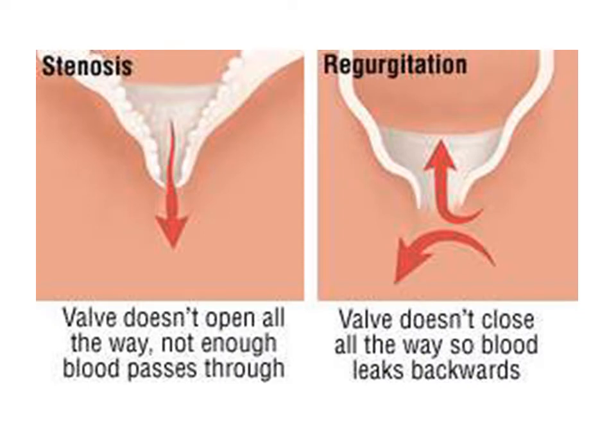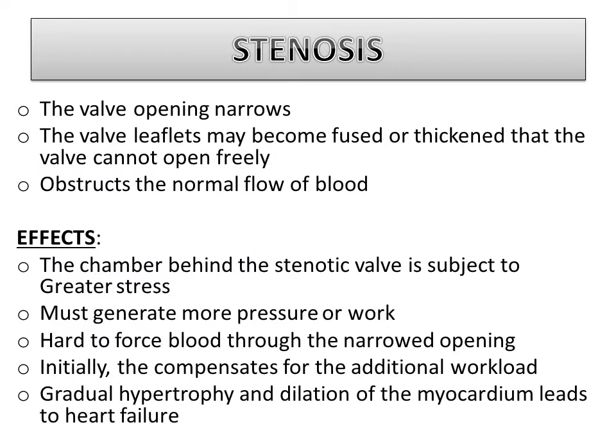Now, types of valve disease include stenosis and regurgitation. Stenosis means the valve does not open all the way, so not enough blood passes through it. And regurgitation means the valve does not close all the way, so blood leaks backwards into the chamber. Now first one is stenosis.